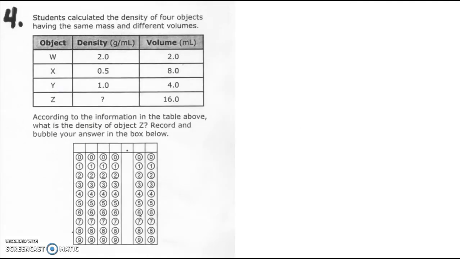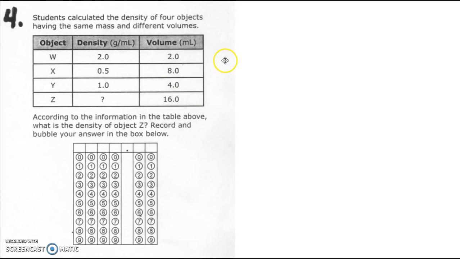Number 4. Students calculated the density of 4 objects having the same mass and different volumes. According to the information in the table above, what's the density of object Z? And then once you find it, you have to bubble it in. You don't know what the mass is, but they were all the same mass. So you just have to take a look.